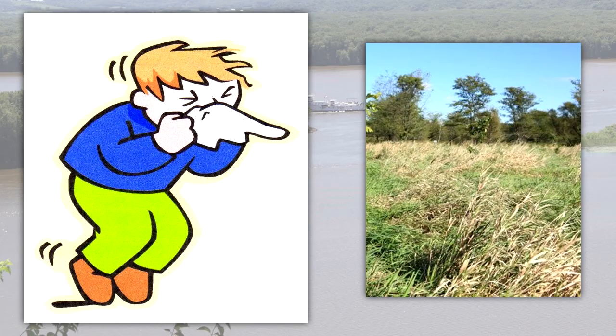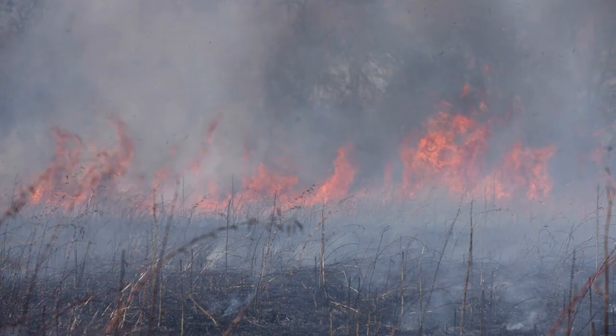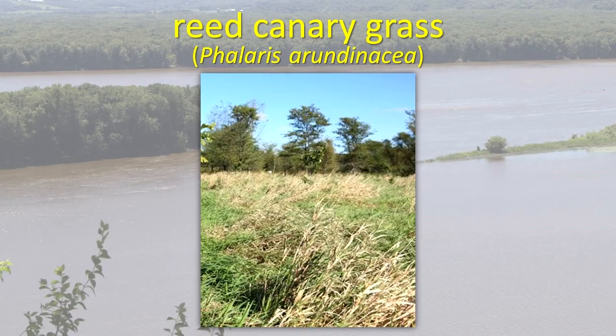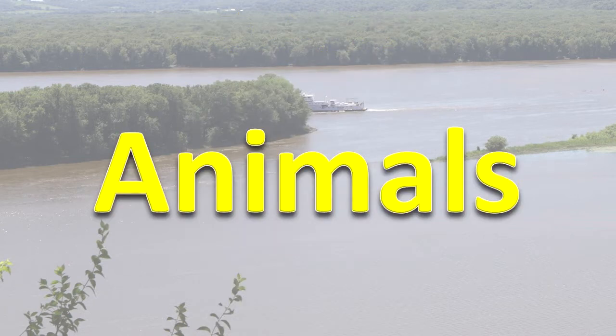Reed canary grass produces a tremendous amount of pollen when it flowers, worsening conditions for allergy and hay fever sufferers. One of the best control methods for reed canary grass is burning, but no large-scale control measures have been done in the state. It is native to other parts of the United States as well as Europe and Asia. Invasive animals can also be harmful to their new environment. They can outcompete native animals for food and shelter or be predators of them.